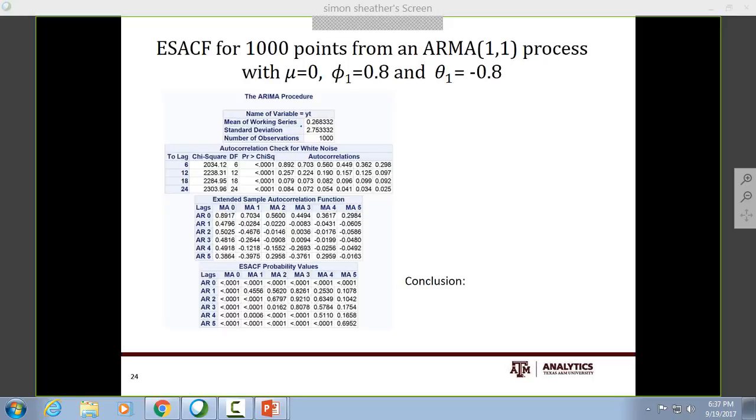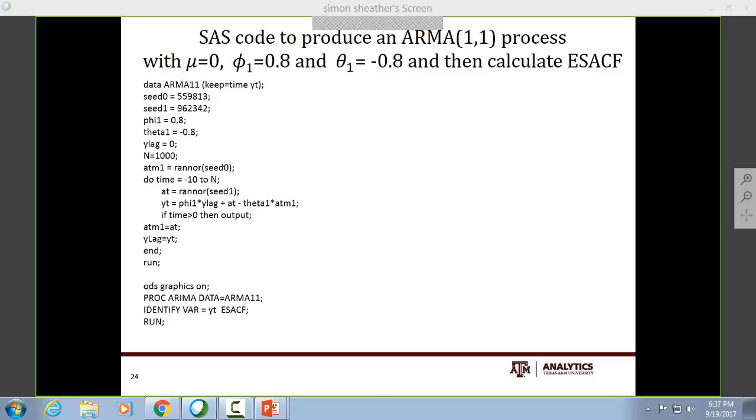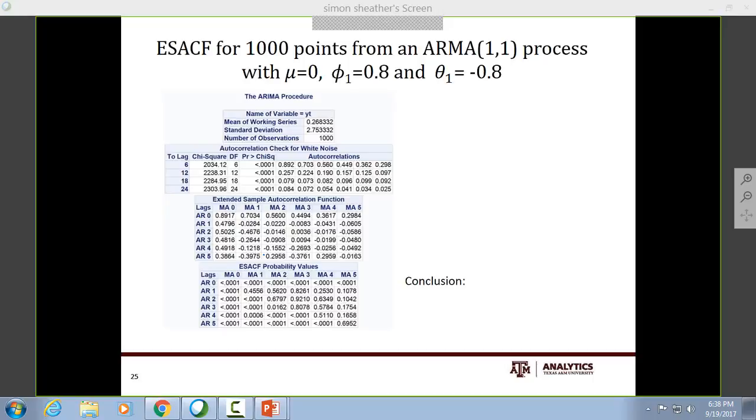So we say, please give us the extended sample autocorrelation function. Now notice here, this is real simple. When you do the proc-arima, you just say identify, which tells you what the Y variable is. It's YT, and then you type in ESACF. You don't even have to tell it what model you see. Okay? Then it comes back with the values of the autocorrelation function, but you actually interpret the p-value.